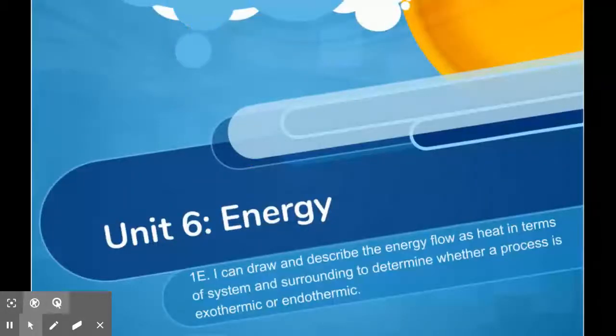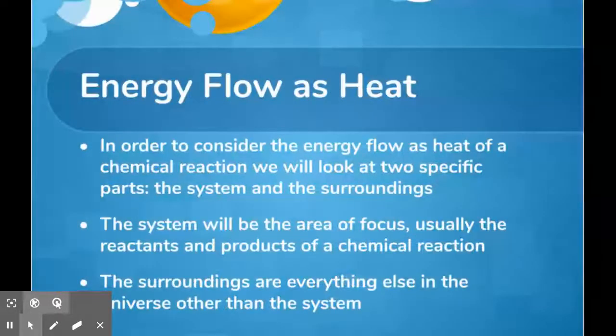So now that we've learned the difference between endothermic and exothermic reactions, we're going to draw and describe the energy flow in heat in terms of systems and surroundings, depending on whether we're dealing with an exothermic or an endothermic reaction. So when we're talking about endothermic and exothermic reactions, we're looking at energy as the flow of heat. To discuss the flow of heat, there needs to be two separate objects.